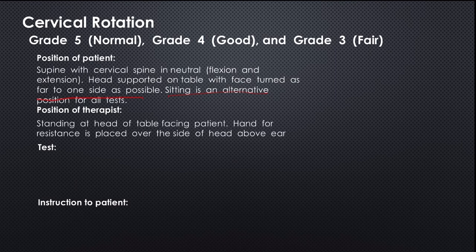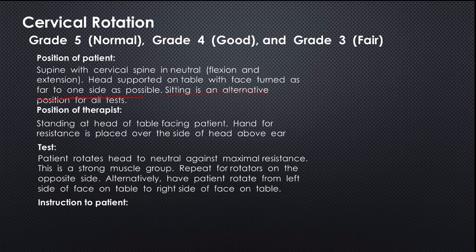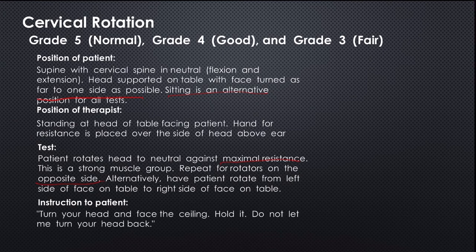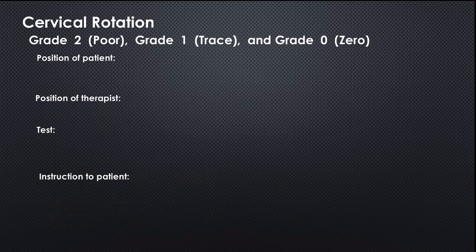Your position as the therapist: stand at the head of the table facing the patient. Hand resistance is placed over the side of the head above the ear. Okay, patient rotates head to neutral against maximal resistance for grade 5. This is a strong muscle group. Repeat for rotators on the opposite side. Alternatively, have the patient rotate from left side of face on table to right side of face on table. Instruction: turn your head and face the ceiling. Hold it. Don't let me turn your head back.